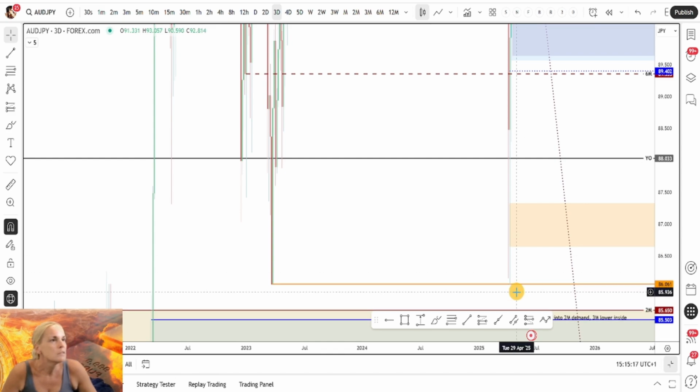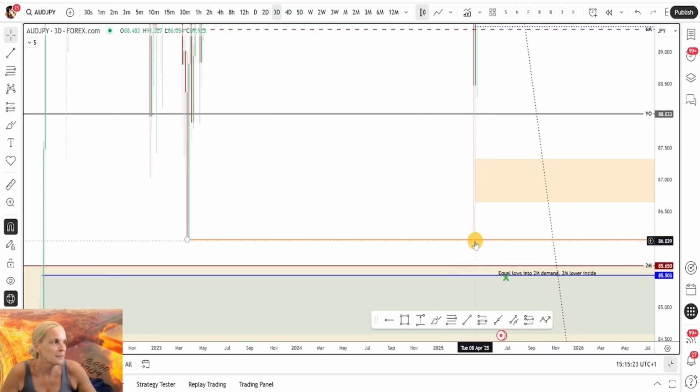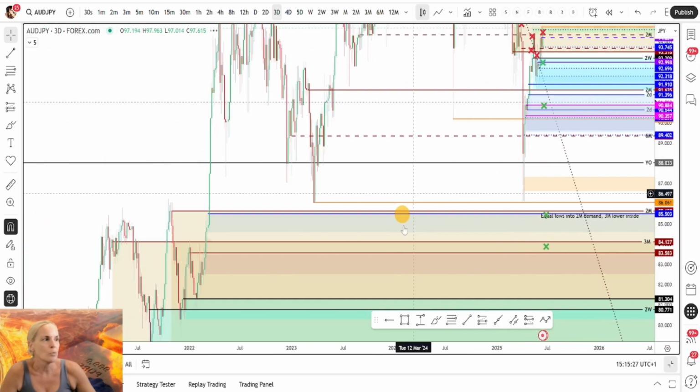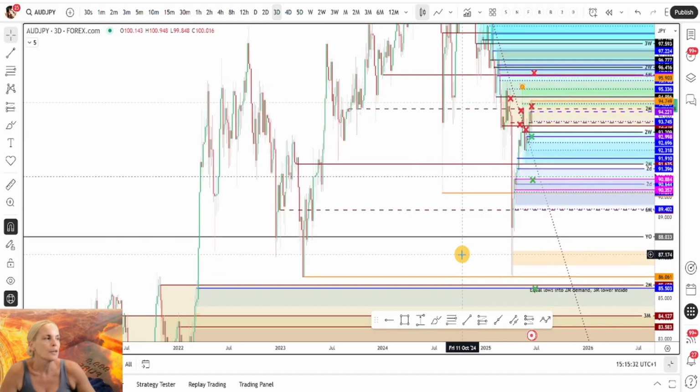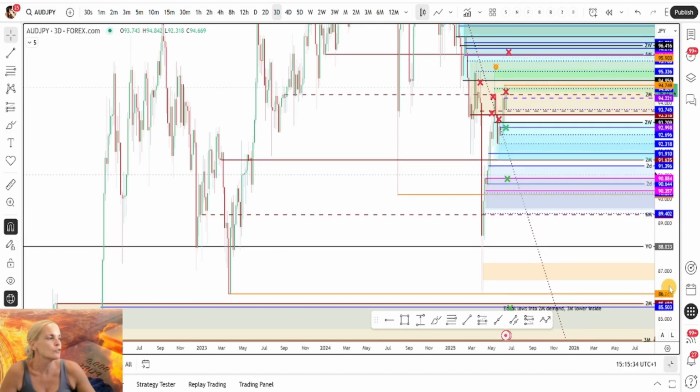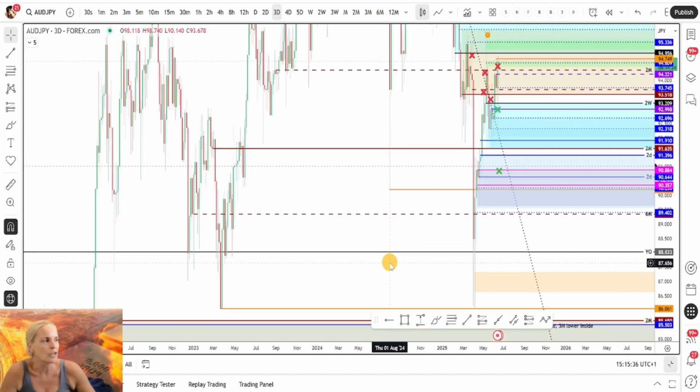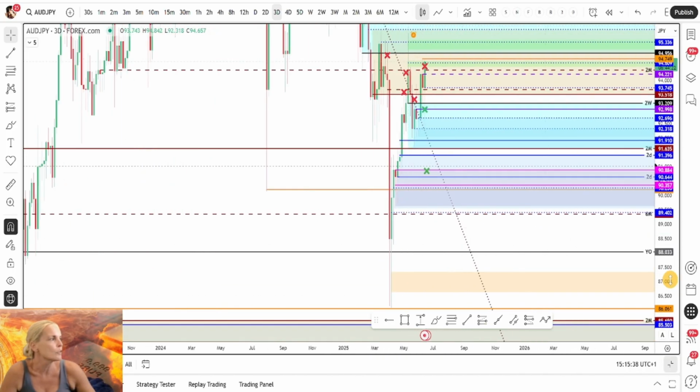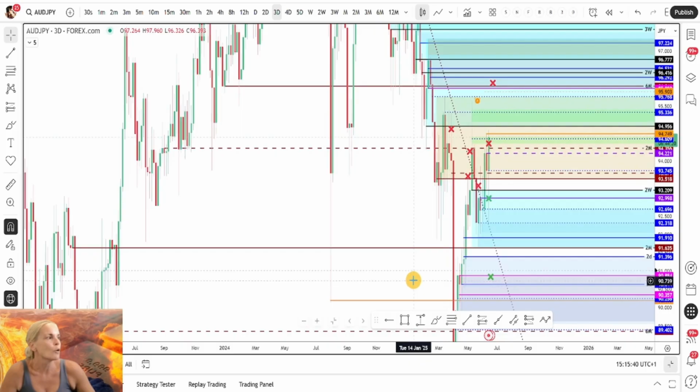86.061. 86.054. So yeah, by a hair, it swing failed here, but I think I was hoping we would get a move down into this daily 2 month demand or into the 3 month, but it just came back up too quickly. I can't remember if the alert went or not. Probably not, because otherwise I wouldn't have moved the cross.